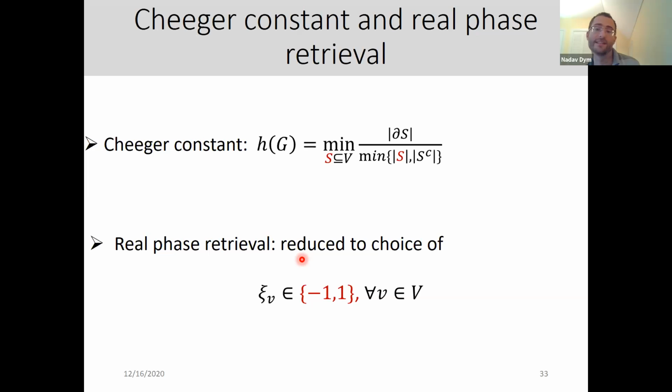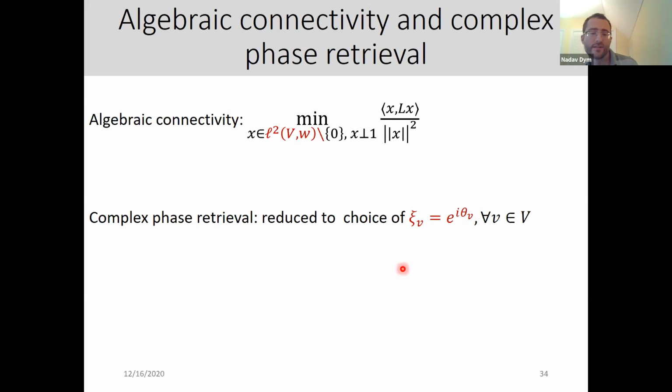In contrast, when you think of complex phase retrieval, you have to choose a complex phase vector that doesn't seem to correspond to a partition in any natural way, right? Because it just doesn't. On the other hand, algebraic connectivity gives us a way of measuring connectivity which works for any continuous vector. So we can certainly take this vector and plug it in here. We can't turn it into a partition. So that's sort of the intuition of why these things are related.